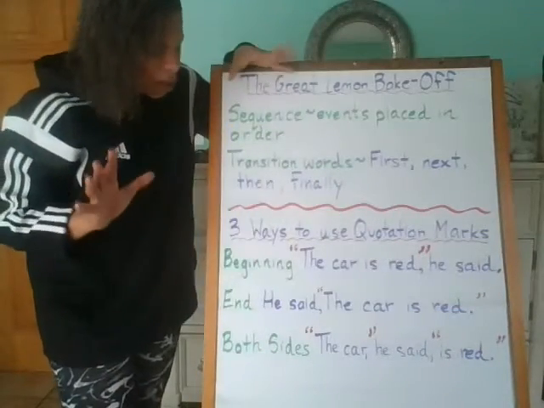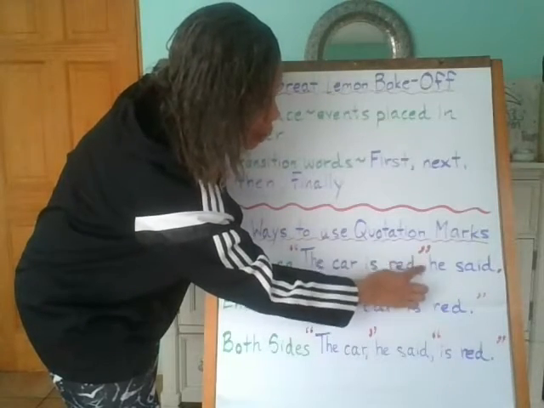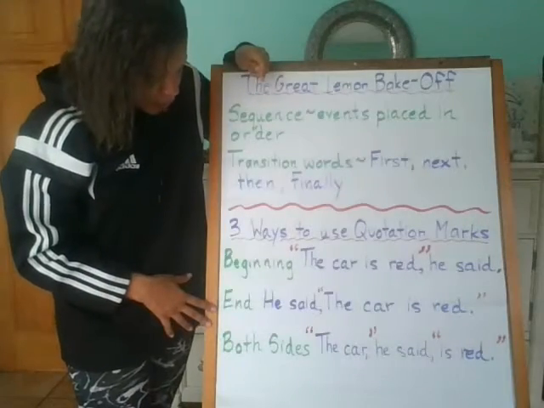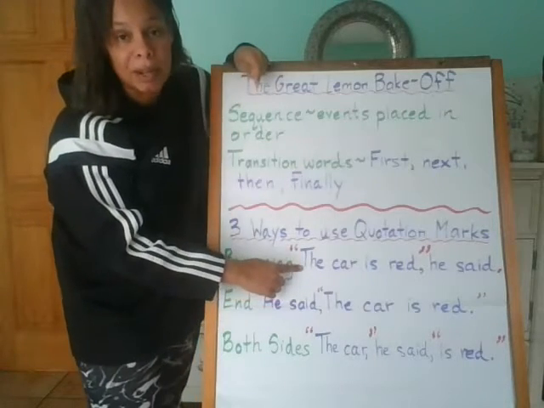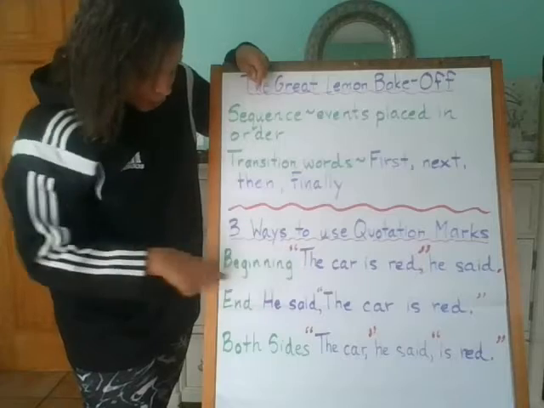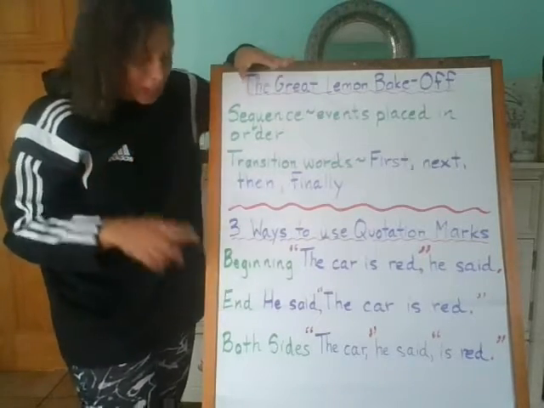Okay, so the only tricky part here is just remember that this comma goes in front of the closing quotation marks. Let's see what else we notice. The beginning of a sentence, you have to have a capital letter. Okay, that's something you should remember.